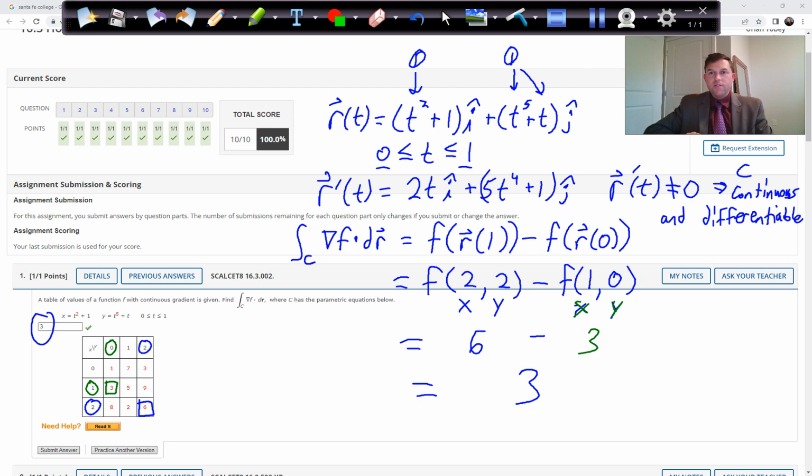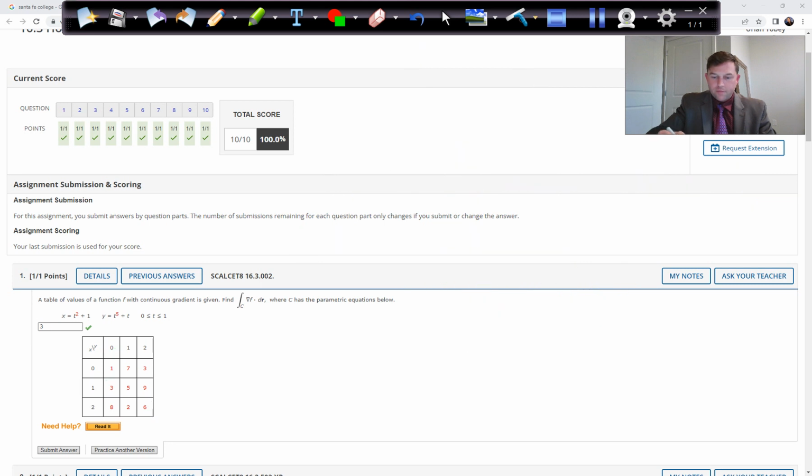Take the derivative, see if it's not 0. If it's not, then that's good. It means the function is continuous and differentiable, and then we can plug in the endpoints of t into the position vector, get an x and y value that we'll then look up in the table, and we'll get a simple subtraction and solve for that line integral for problem 1.